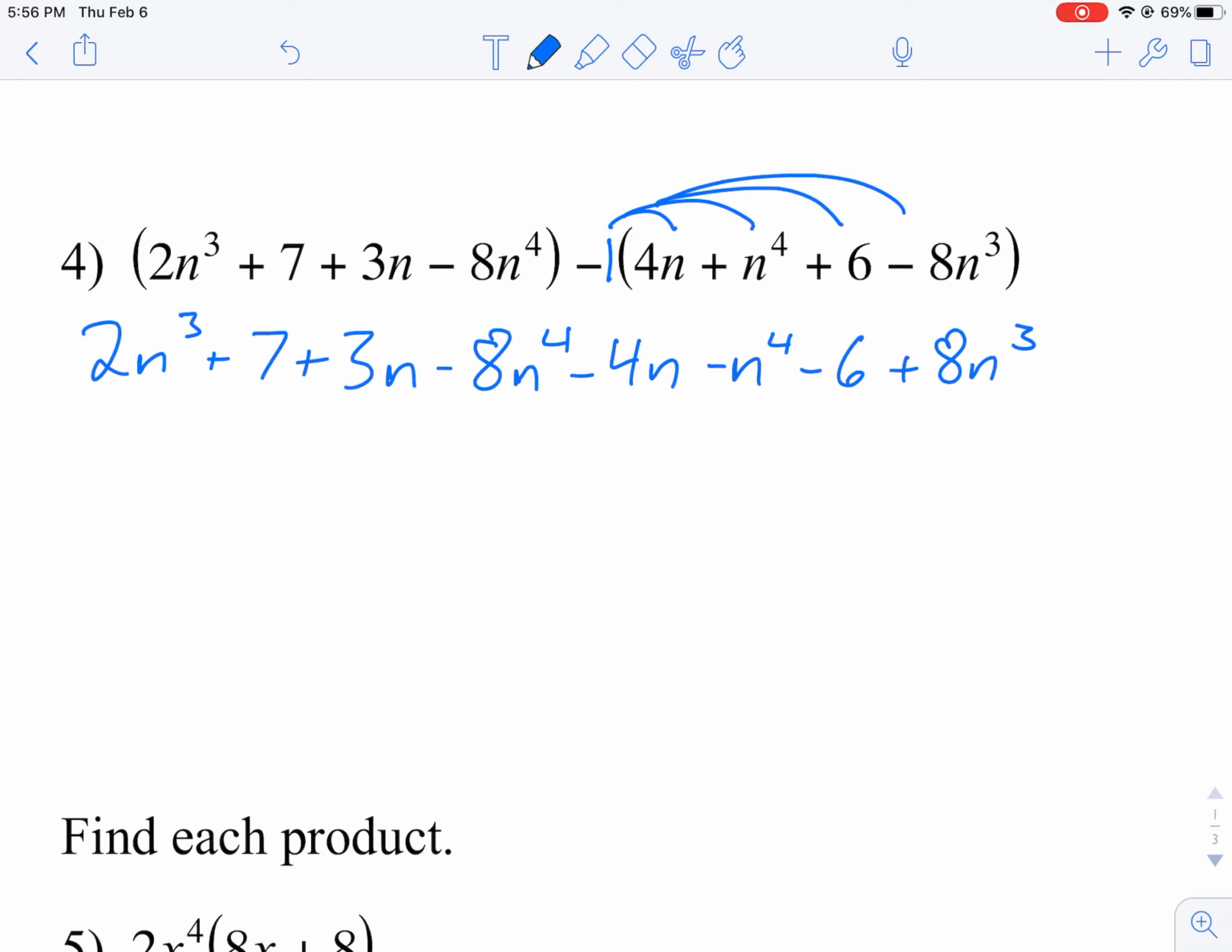Now let's combine like terms. Go after the highest exponents first. Negative 8n to the fourth minus 1n to the fourth. Remember, there's a ninja 1 there. So negative 9n to the fourth.